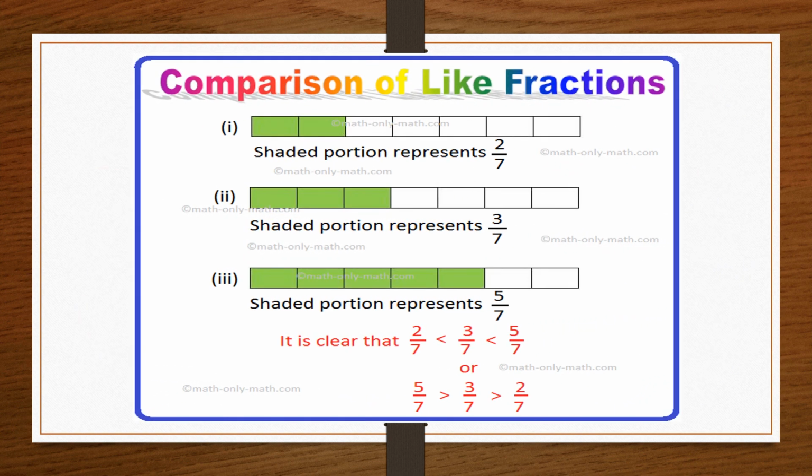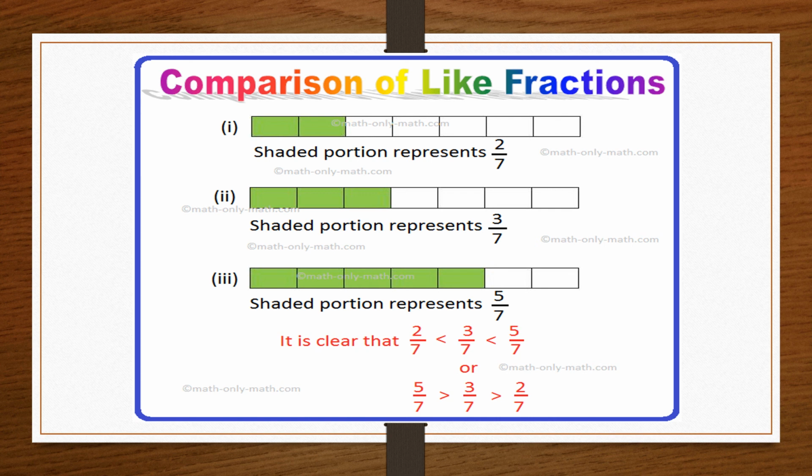Now comparison of like fractions. Like fractions, we already know, have the same denominators. So if they have the same denominators, you don't have to bother to see the denominators. You just see the numerators and you have to decide. So whichever numerator is the lowest will be the smaller.